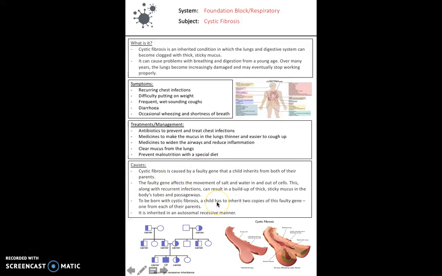The faulty gene affects the movement of salt and water in and out of cells in the lungs, and this, along with recurrent infections, can result in a build-up of that thick, sticky mucus we were just talking about. To be born with cystic fibrosis, a child has to inherit, as we've said, 2 copies of this faulty gene, one from each parent, who are carriers. We'll talk a little bit more about cystic fibrosis in the respiratory block and the impacts that it has on both the lungs and the gastrointestinal tract.